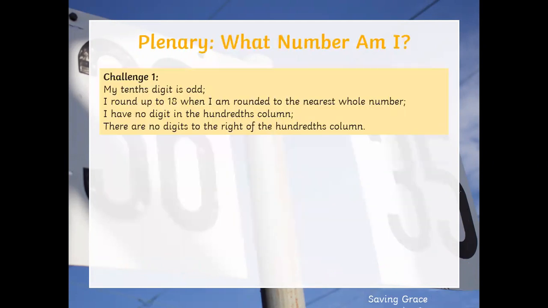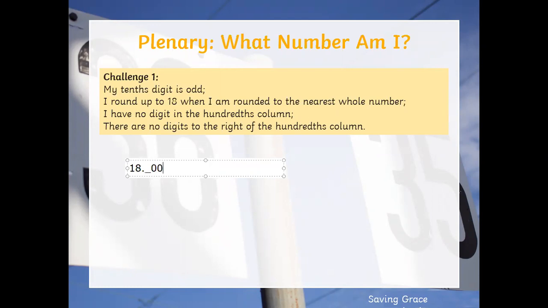Okay, what number am I? My tenths digit is odd. I round up to 18 when I am rounded to the nearest whole number. So we know 18 is our number that we work with. I have no digit in the hundredths column, so there is a hundredths column. This is the tenths column. We don't know. We know the second column is 0. And there are no digits to the right of the hundredths column. Okay, so it's 0, 0.